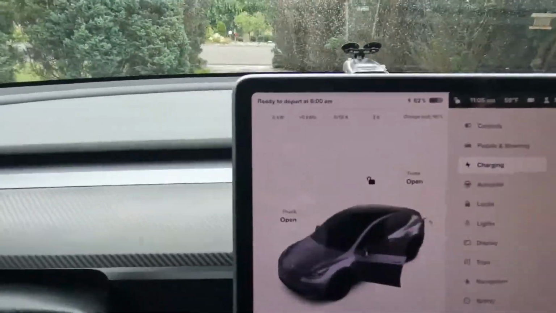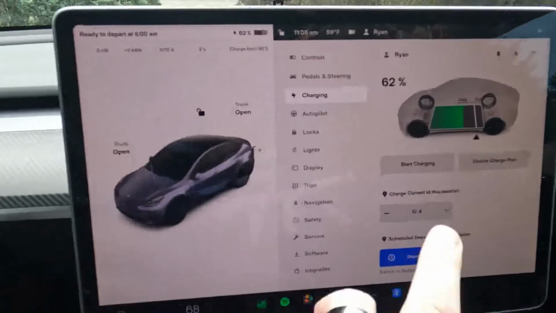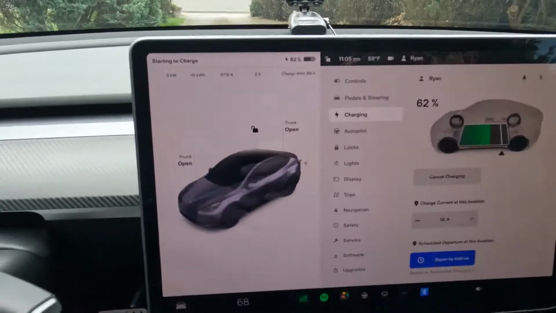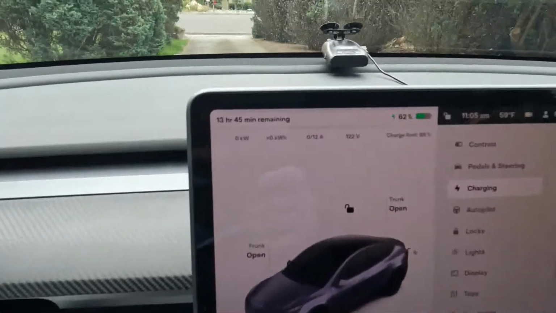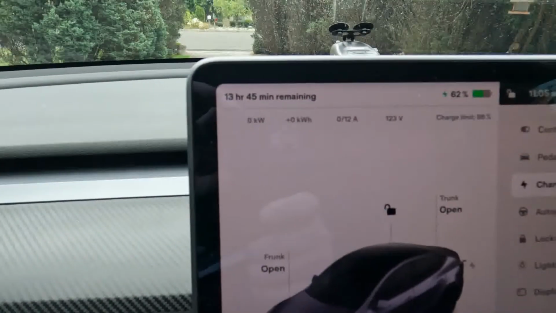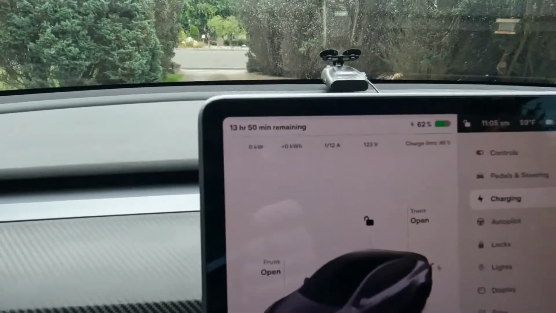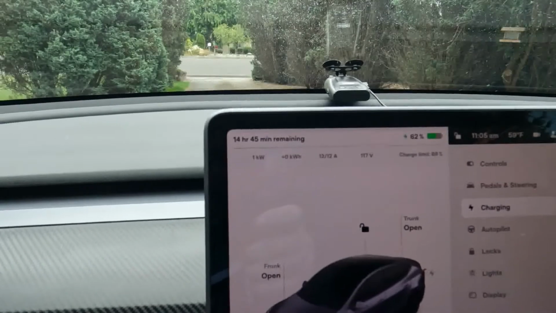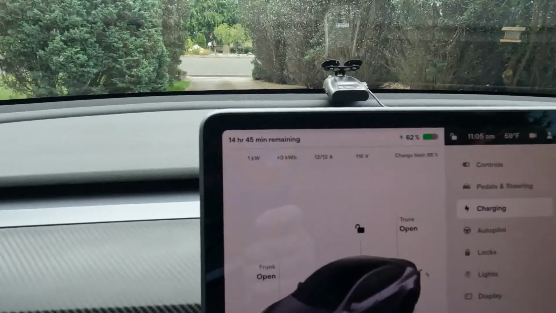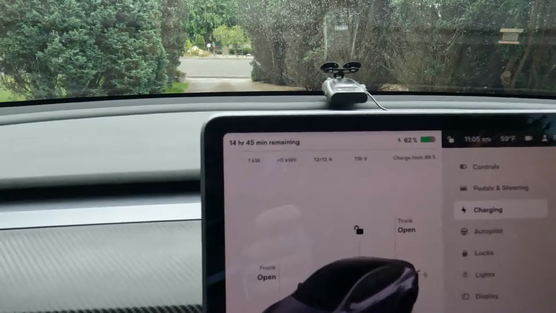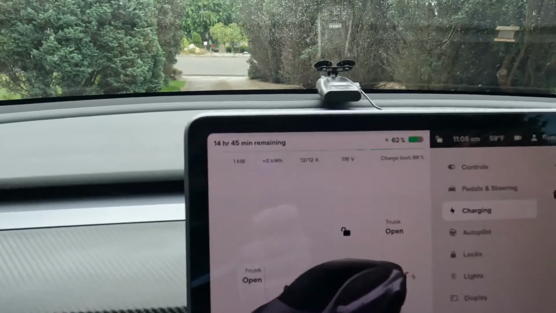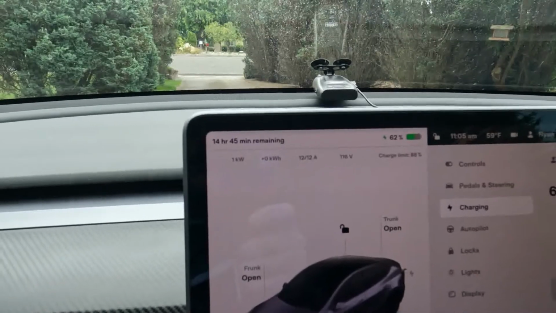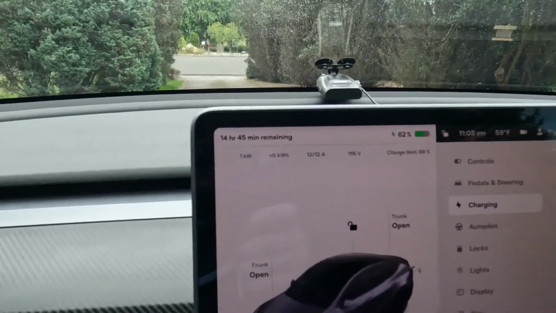All right, the car is going to ask us if we want to start charging. I'm going to say yes. And up here on the screen, we'll get our indicated charge speed. As you can see, we're going to have a 12 amp maximum, and we're doing 1 kilowatt of charging. So 1,000 watts. Remember, if we do our math, folks, we take our 116 volts times our 12 amps, and that gives us our kilowatts.